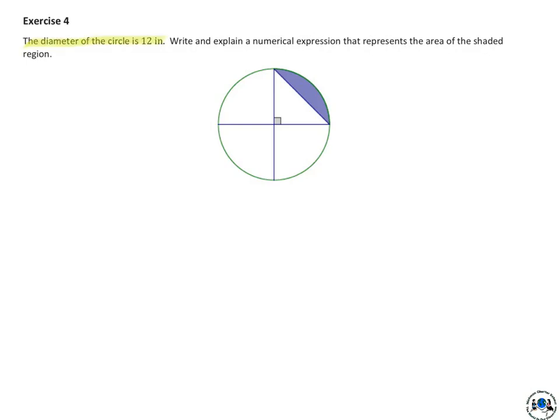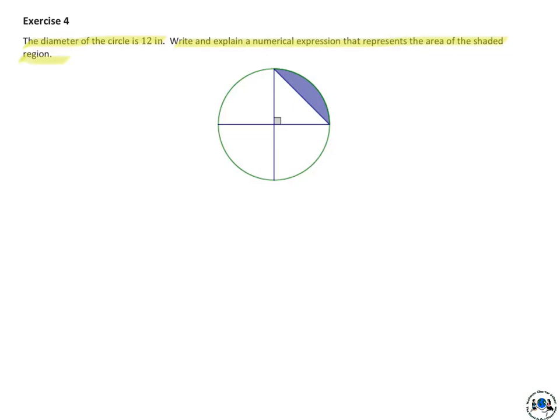All right, here we go. Next, we have the diameter of the circle is 12 inches. Now just pay really good attention to that diameter of the circle. You're not going to solve this here, but what I want you to do is go ahead and write and explain a numerical expression that represents the area of the shaded region. So again, I want you to struggle with this. Look at this closely. Come on back and we'll do it together.